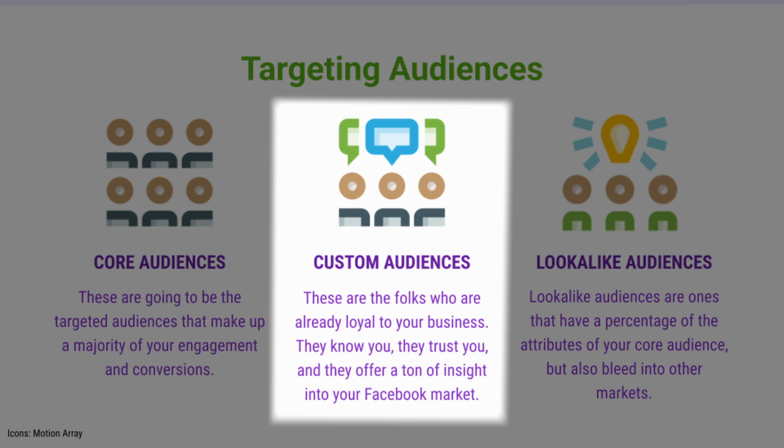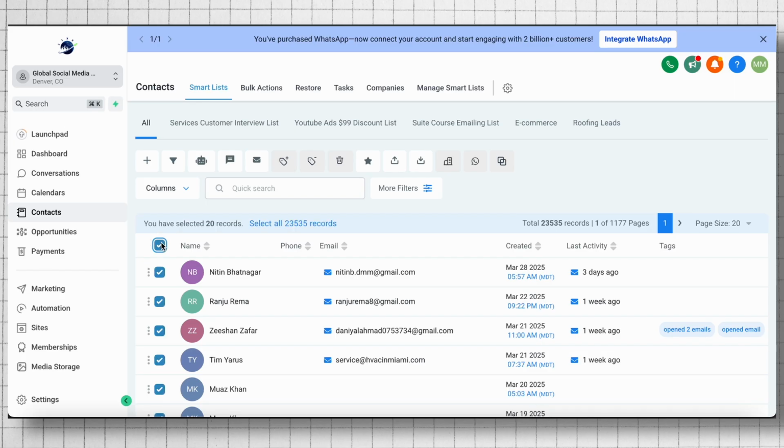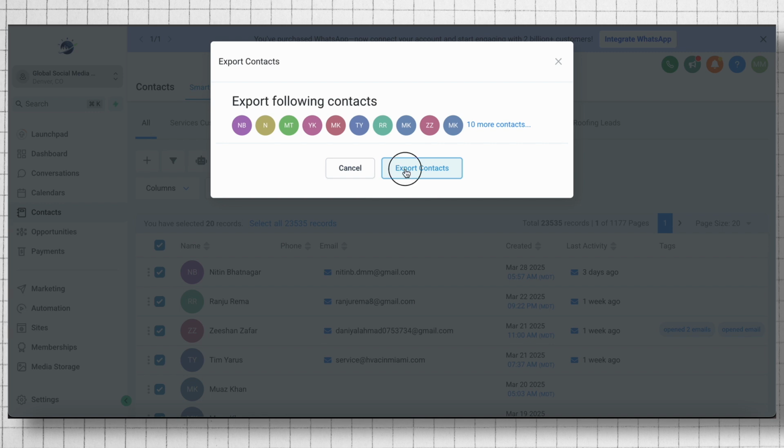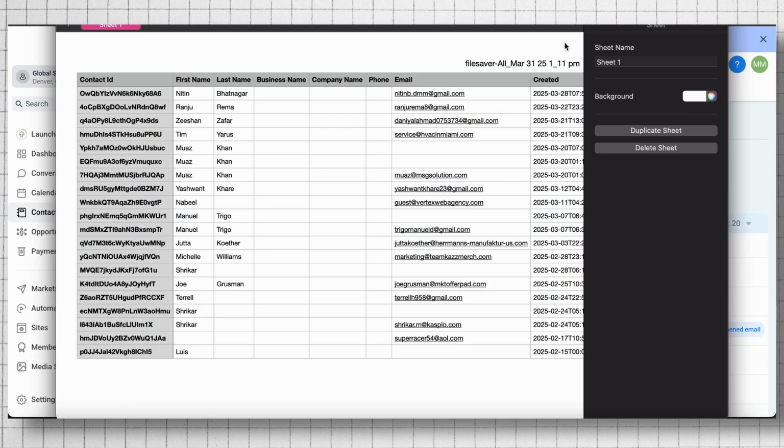They offer significant insights into your Facebook market. A classic example of custom audiences is your customer list or CRM data. If you have a CRM system for your business, you should utilize that data to build and refine your custom audiences.